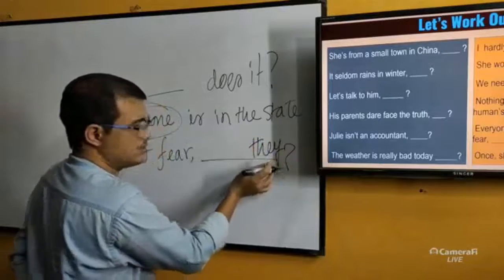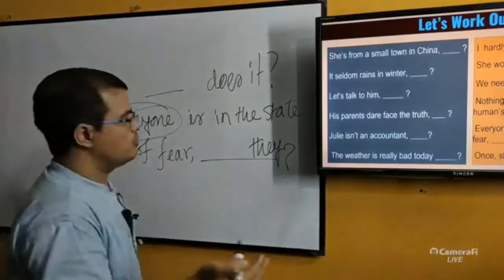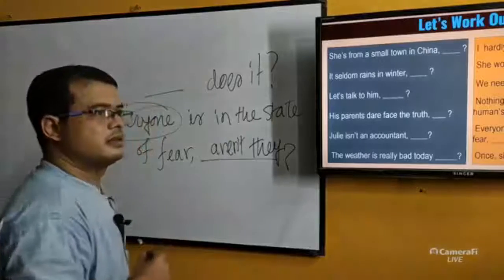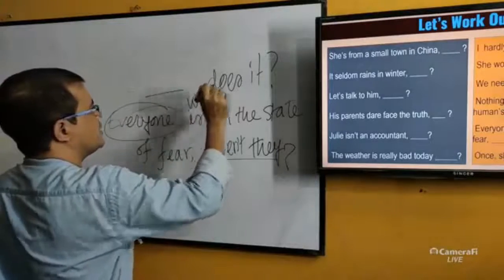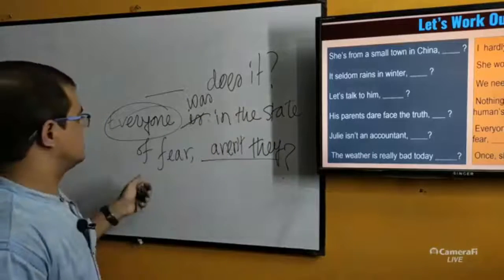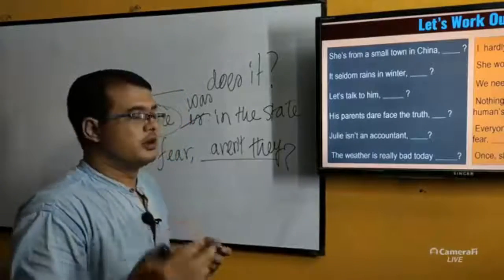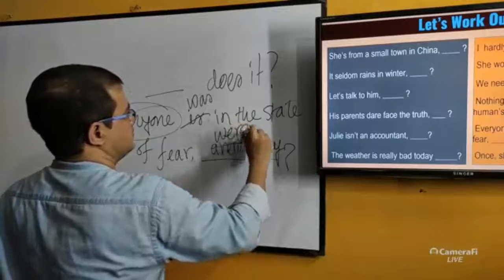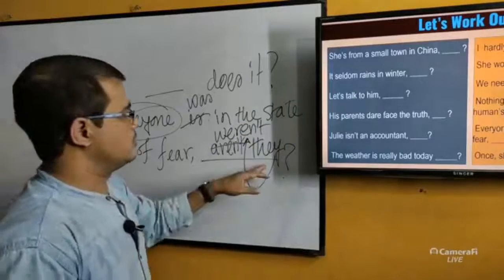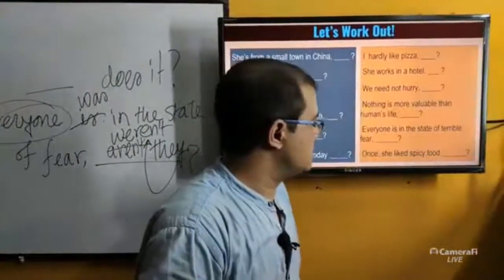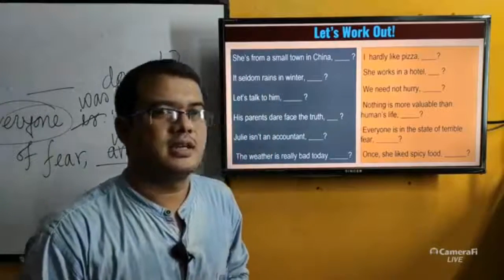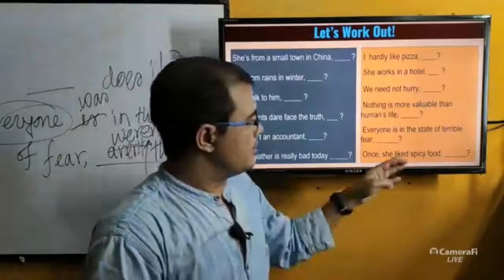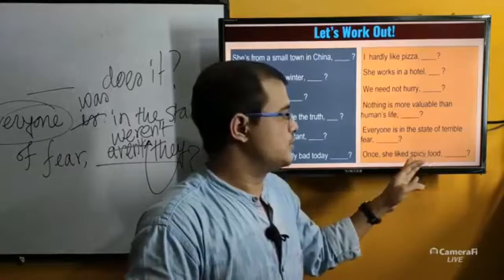Now since it's a plural, you sometimes write down isn't they. It won't be isn't they, it would be aren't they. If I say that everyone was in the state of horror, প্রত্যেকে খুব ভয়ের মধ্যে ছিল, then we can use weren't, since it is was. We will use the be verb according to the pronoun. And the last one is once she liked spicy food. এক সময় সে spicy food ভালোবাসতো. But nowadays she doesn't. So liked is a past simple, it would be didn't she.